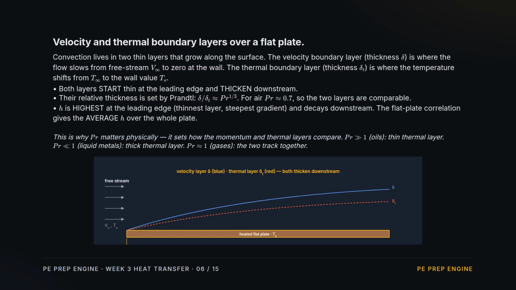Convection lives in 2 thin layers that grow along the surface. The velocity layer is where the flow slows from free stream to 0 at the wall. The thermal layer is where temperature shifts to the wall value. Both start thin at the leading edge and thicken downstream. Their relative thickness is set by Prandtl. Velocity over thermal is roughly Prandtl to the 1/3. For air, about 0.7, so the two are comparable. The practical point: H is highest at the thin leading edge and decays downstream. The flat plate correlation gives the average H.